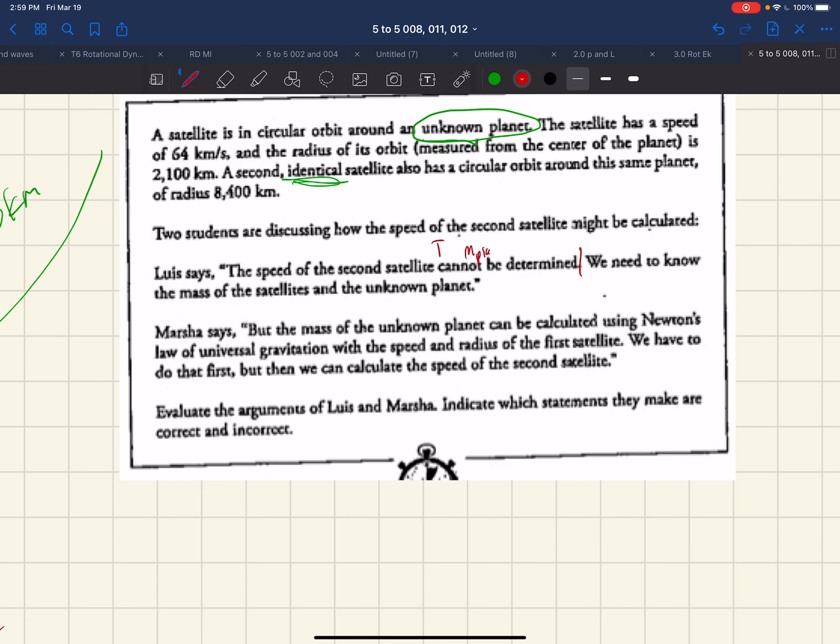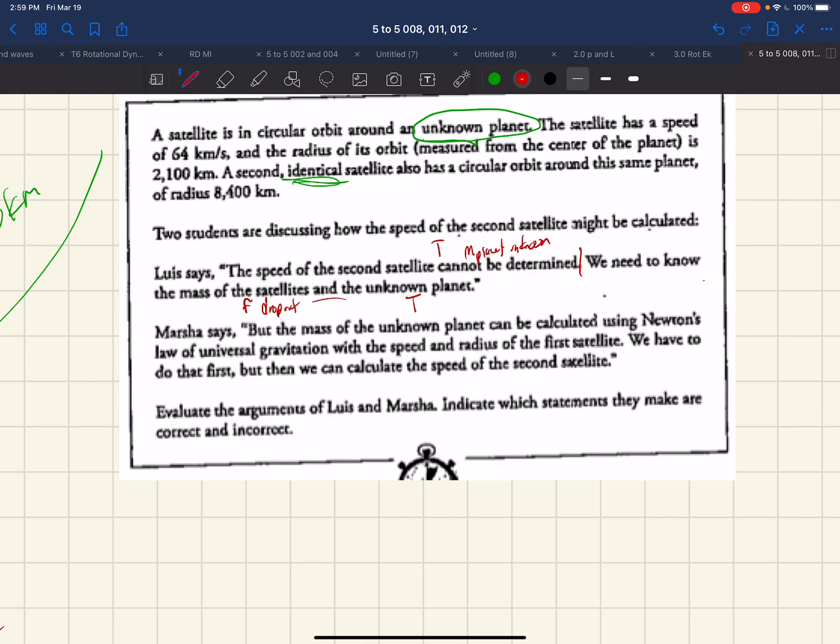Mass of the planet, unknown. We need to know the mass of the satellites and the unknown planet. Unknown planet, true. The mass of the satellites, false, because they drop out. So again, with these types of questions, we break them down into the clauses, determine whether they are true or false by themselves, with a reason for that.